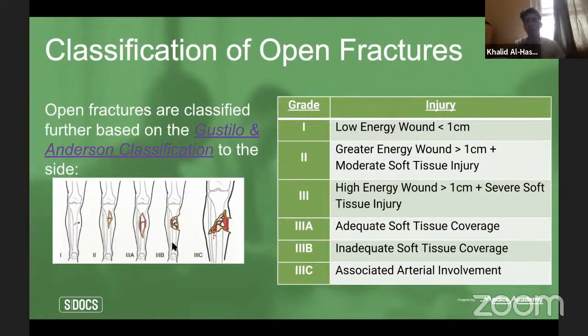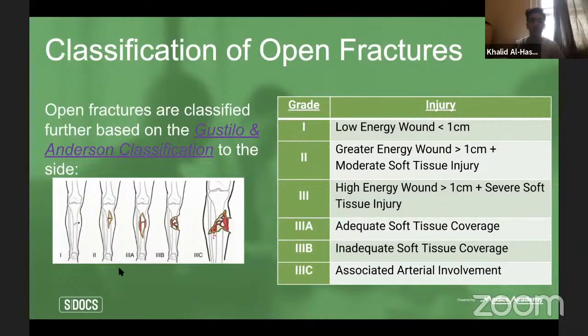3B means that there is inadequate soft tissue coverage, so the bone generally has little to no protection. And 3C generally indicates that there is associated arterial involvement, so the arterial supply within the limb has also been damaged by the fracture itself. This is important not only for grading purposes or classifications, but also because it indicates severity of the bone fracture. It is important to remember that compound fractures are going to be more prone to infections naturally due to the nature of these fractures being uncovered or more open.